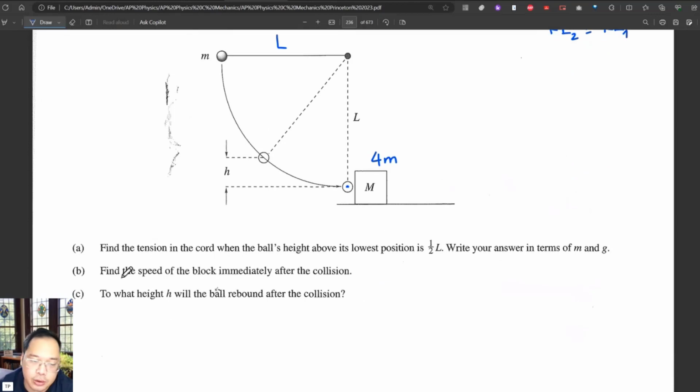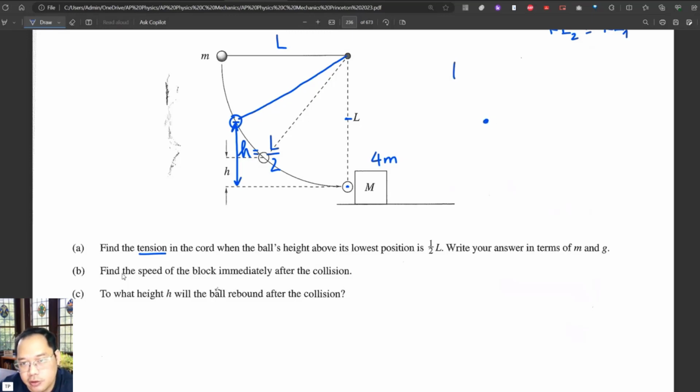Find the tension in the cord of the ball when the height above its lowest position is 1/2 L. Find the tension when the height of the ball is here, and that height is half of L. At that point, the cord is like this. Let me draw another diagram.